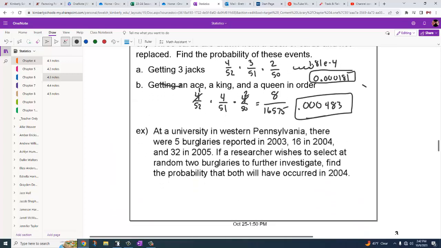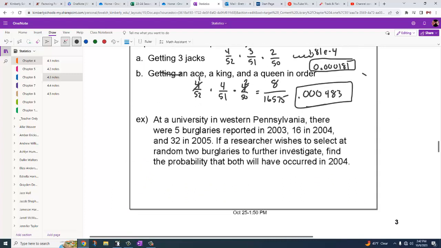At the University of Pennsylvania, there were 5 burglaries reported in 2003, 16 in 2004, and 32 in 2005. If a researcher wishes to select 2 random burglaries to further investigate, find the probability that both will have occurred in 2004. Okay, so the probability that the first one occurs in 2004, there are 16 possible robberies out of 5 plus 16 plus 32, that's 53. That's out of 53. I'm going to multiply that by the probability that I draw another one, but now there's only 15 robberies to consider out of the 52 remaining.